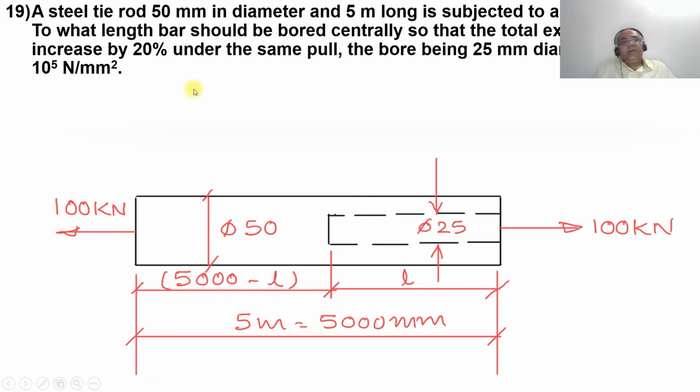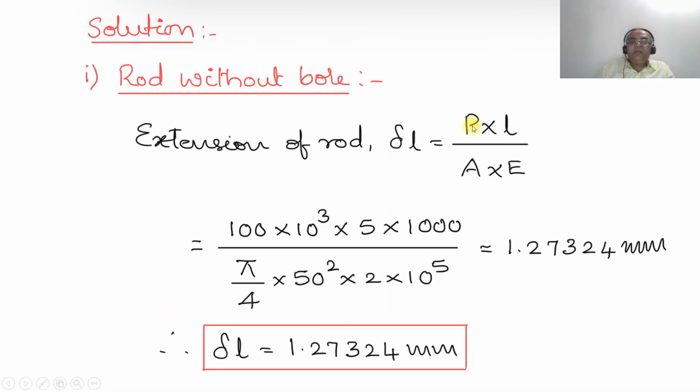So here he says the steel rod is 50 mm in diameter and 5 meters long. He is subjected to a pull of 100 kilonewton, so it is the axial pull. To what length should the bar be bored? The boring has to be done centrally, so that the total extension will be increased by 20% under the same load, the bore being 25 mm diameter. Young's modulus of the material is given.